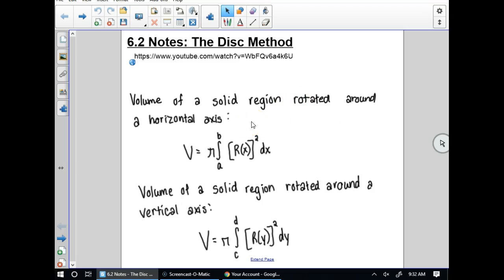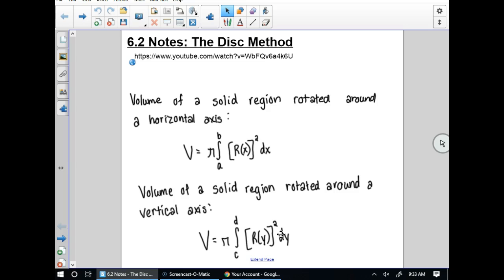Here are how we find the volume of a solid of revolution. You'll notice they're basically the same, except if you're rotating around the horizontal axis, you have an x here and a dx. And if you're rotating around a vertical axis, you have a y here and a dy.